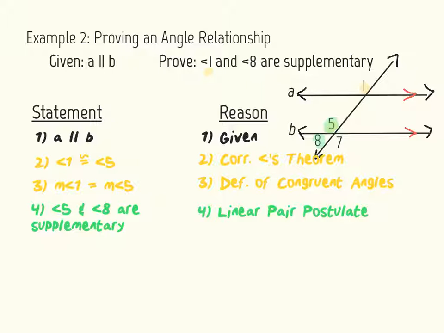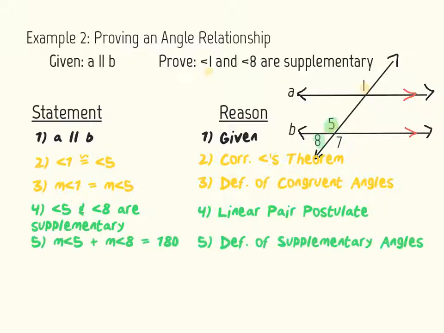Okay, step 5. Now I should be able to relate angle measures to a certain number by supplementary. Supplementary means adding up to get 180, so I should be able to work that in next. Since 5 and 8 are supplementary, then if I add those two angle measures together, I get 180 degrees. So the measure of angle 5 plus the measure of angle 8 equals 180 degrees by definition of supplementary angles.